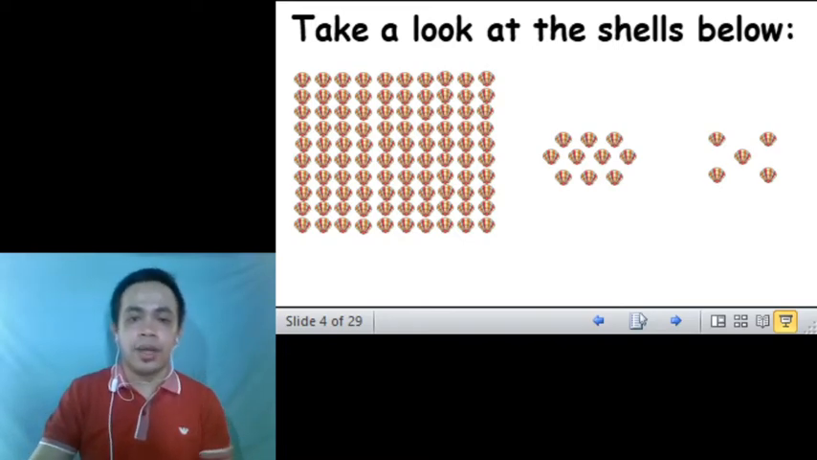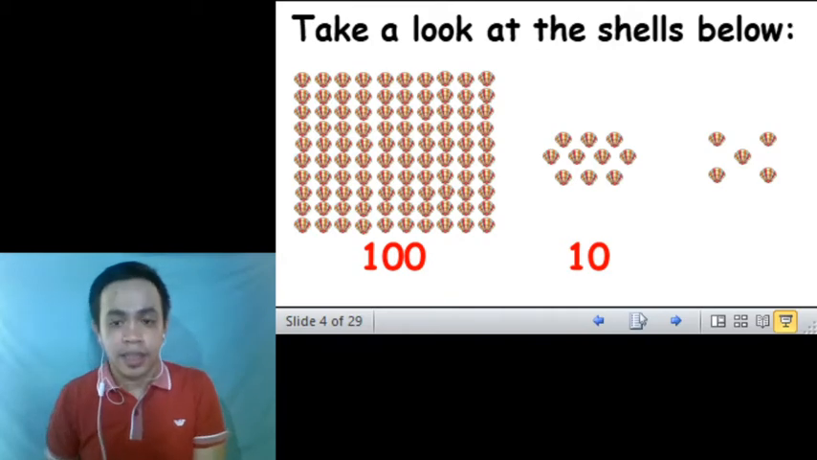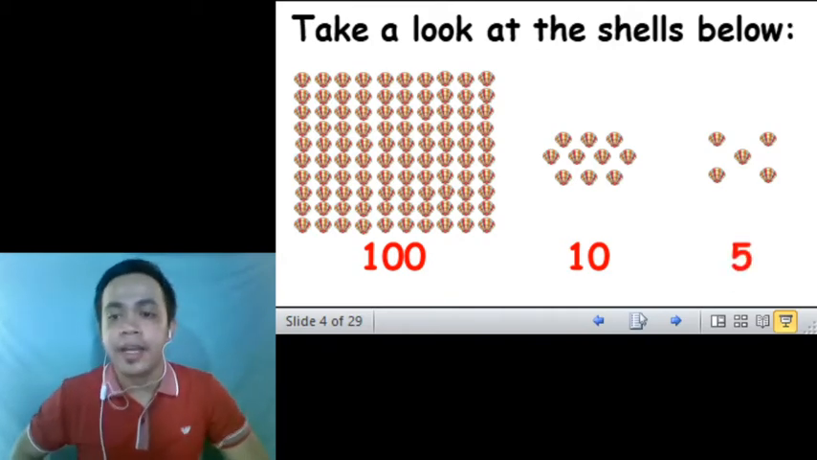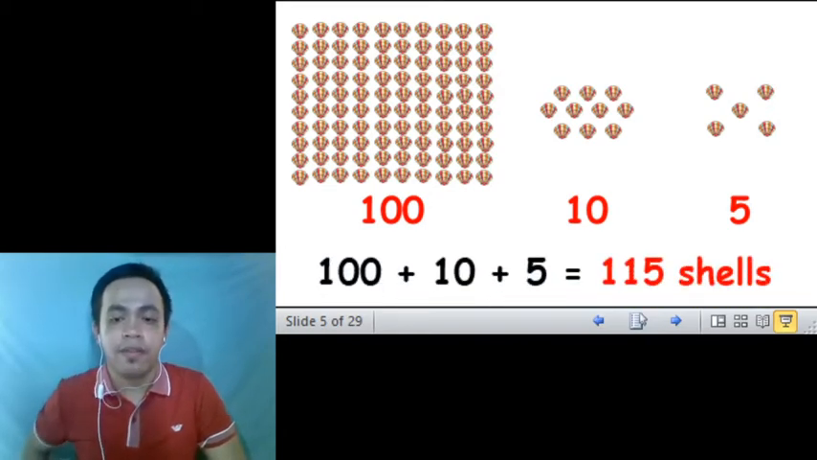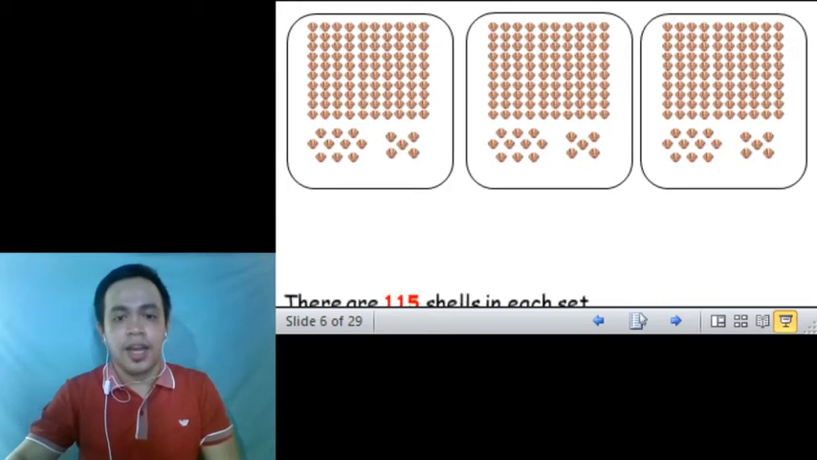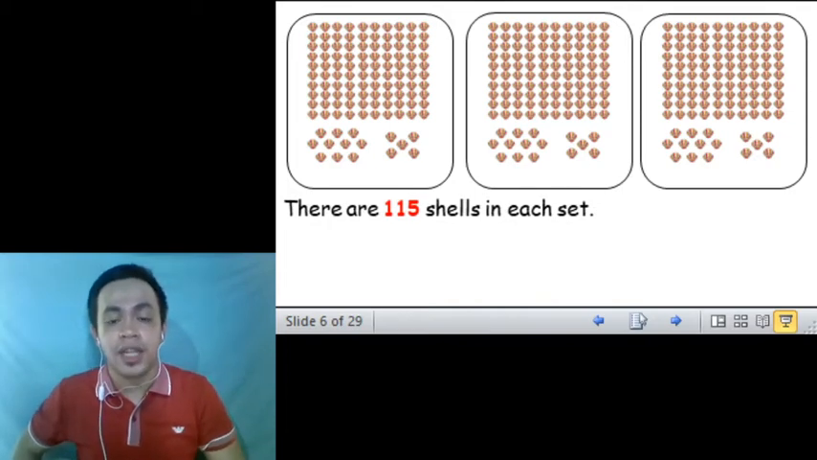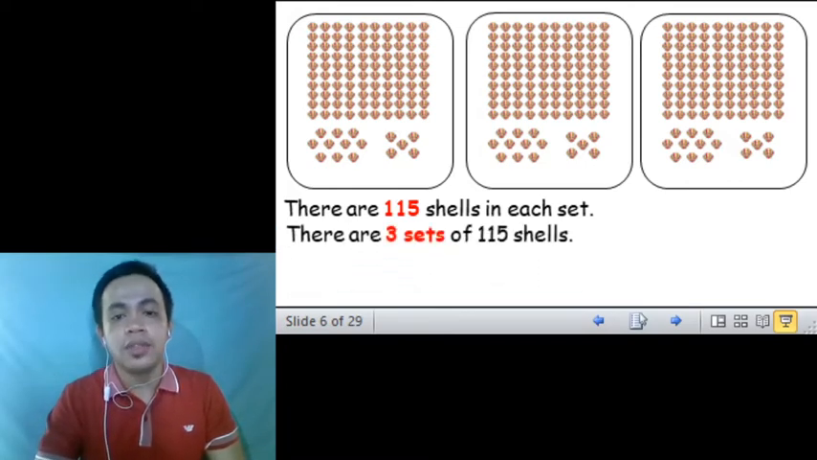So ito yung mga nakuha nila. So 100 na shells, yung una. Tapos yung pangalawa ay tigta 10, 10 lang. Yung panghuli ay 5. So pinagsama-sama sila, 100 plus 10 plus 5 equals 115 na shells. Now, there are 115 shells in each set. 115 dito, 115 dito, at 115 dito. At merong 3 sets ng 115 na shells.